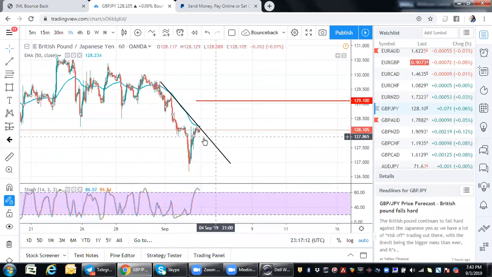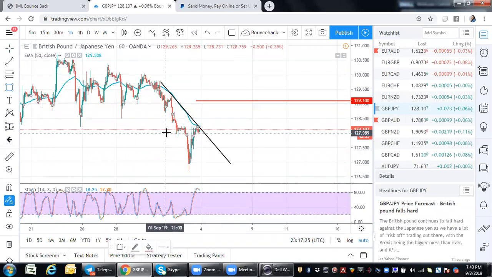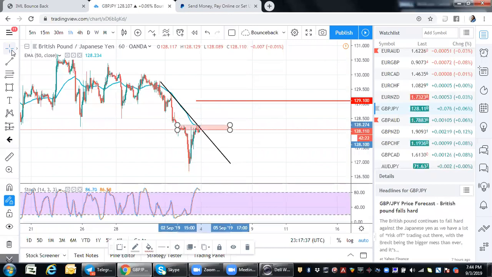Yes, you should. The reason why is that majority of the times when it comes to entry, the 50 moving average line lines up with structure. You will notice that the line is actually right now above current structure, right? Structure is here. Current structure is here.